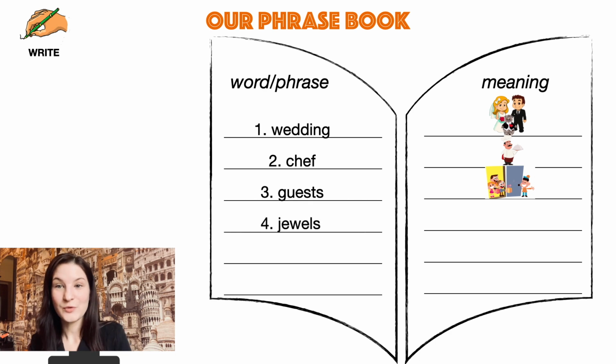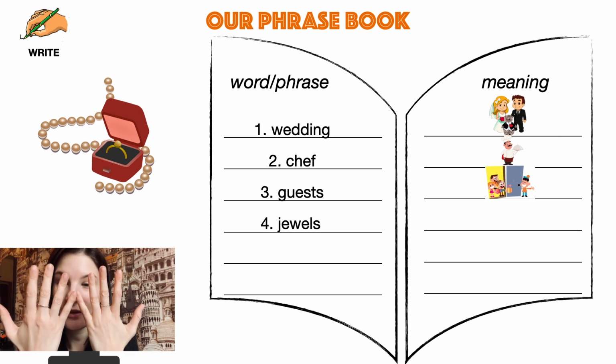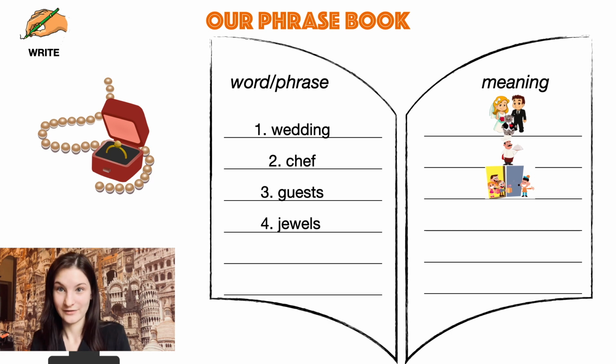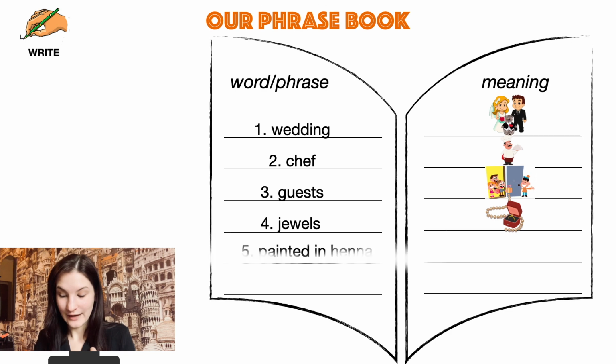Number 4, this word is tricky, listen carefully, jewels. Let's say it together, jewels. So what does it mean? Look at this picture. So in the picture, you can see different jewels. For example, I have 2 rings on my fingers and I can call them jewels, right? Or you can have a beautiful necklace or earrings. All together, it's called jewels. Let's spell this word. J-E-W-E-L-S. Jewels. Good.